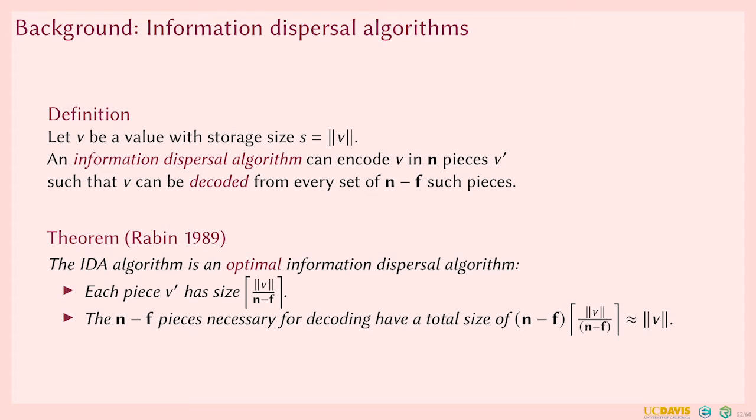What has been shown already in 1989 is that an information dispersal algorithm can be done in an optimal manner, in the sense that each of the individual pieces held by replicas has a size that is proportional to the number of pieces that we need to reconstruct the value. And in the sense that if we get all the pieces necessary to reconstruct the value, then these pieces have a size that is roughly equivalent to the size of the original value.